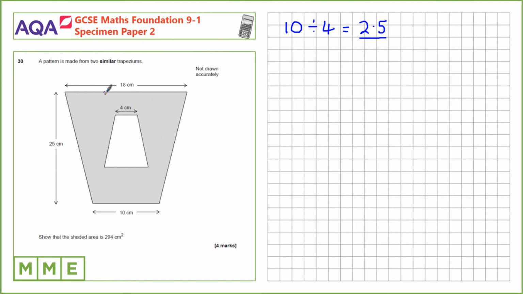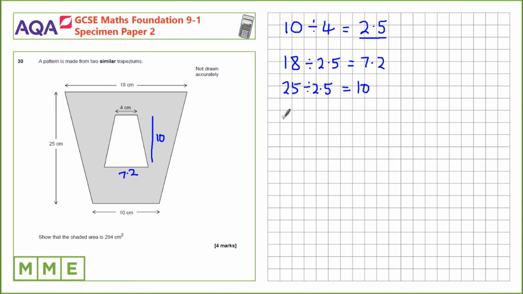This trapezium, the large one, is 2.5 times bigger lengthwise than the small one. So we can figure out the base here of this one by taking 18, the large side on the large trapezium, and dividing by the scale factor of 2.5, which gives us 7.2 centimeters, this length here, on the small trapezium. We can do the same thing for the height here, so 25 divided by 2.5, which equals 10 centimeters, the height of the small trapezium.